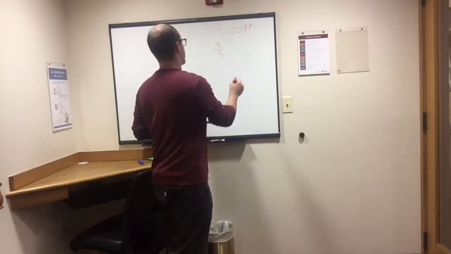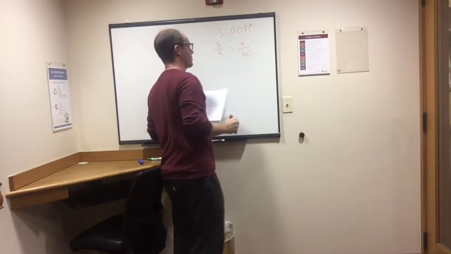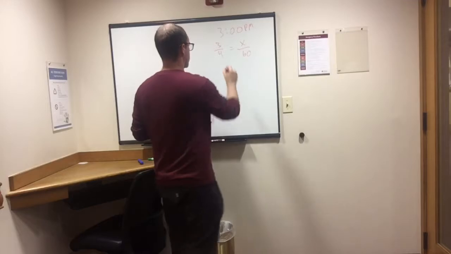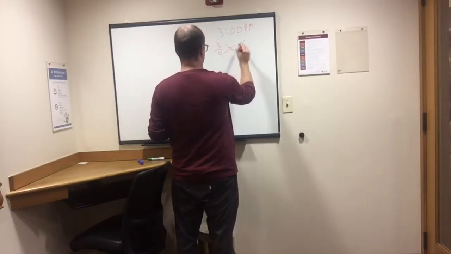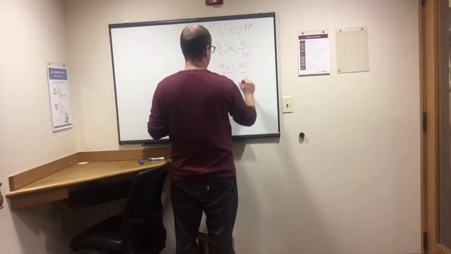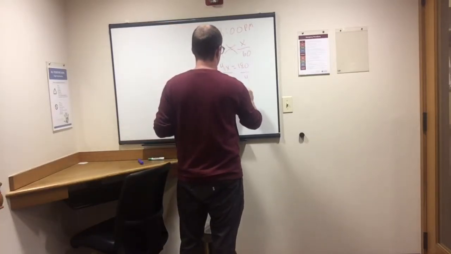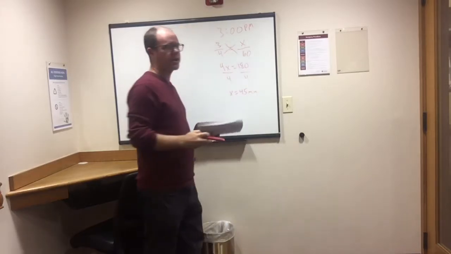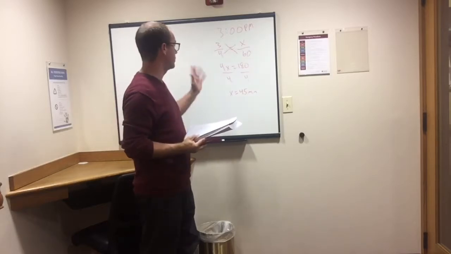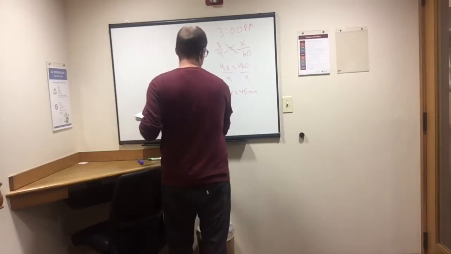So 3/4 of an hour. 3/4 equals what over 60 minutes, right? That's how you would set that up. Then we cross multiply, right? 4x equals 180. Divide each side by 4. X equals 45 minutes. 3/4 of an hour is 45 minutes, right? And then that means I will be getting home at 3:45. Okay, so that's the first one.